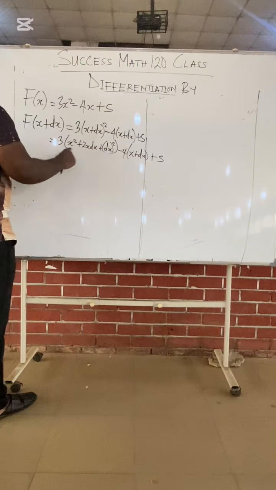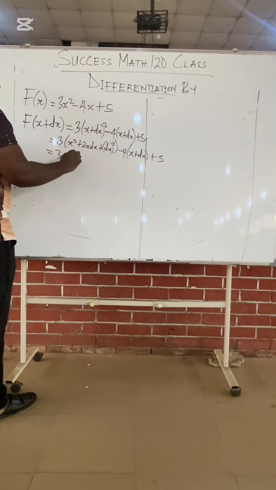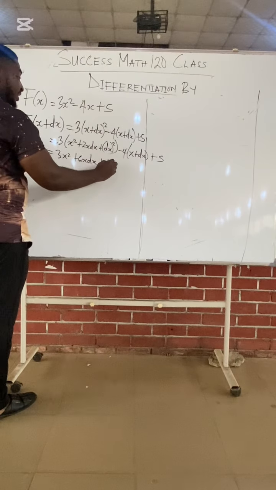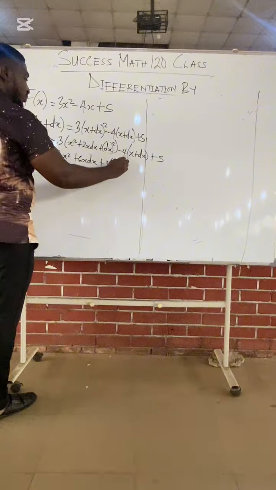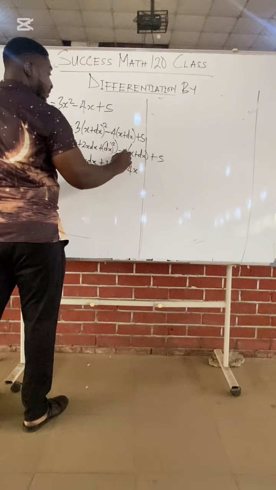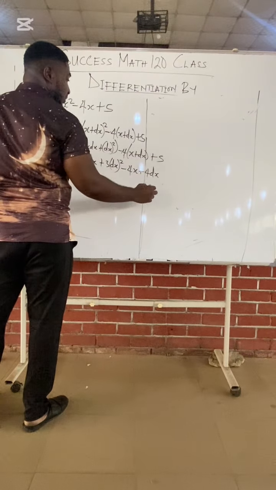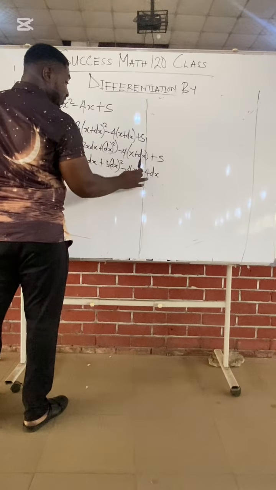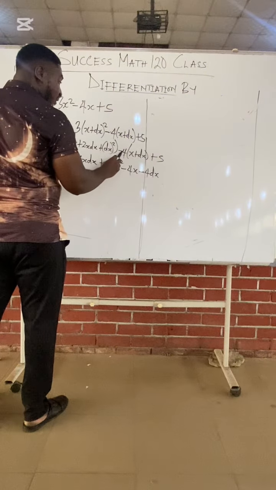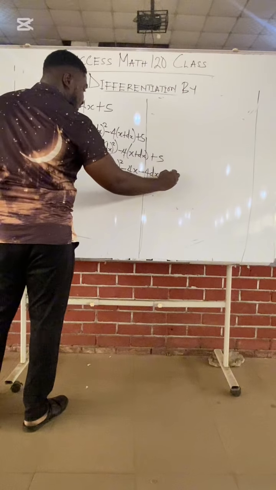Let's expand this bracket. 3 times x squared, 3x squared. 3 times 2x dx, 6x dx. 3 times dx all squared, 3 dx squared. Then minus 4 times x, minus 4x. Minus 4 times plus dx is still minus 4 dx. Plus 5.